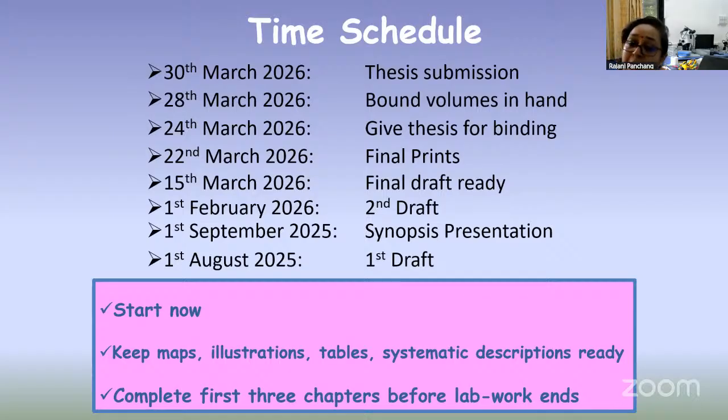Prepare the maps. Maps take time. Tables take time. The descriptions take time. Every day, whatever you have done, write for 5 minutes. That will help you. You will forget what all data you had. You will forget what all experiments you did. So it's important that you have a logbook, and not just a logbook, keep doing it in soft copy, because putting it in soft copy takes a lot of work.